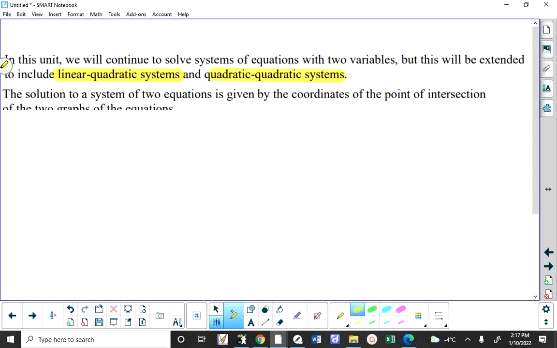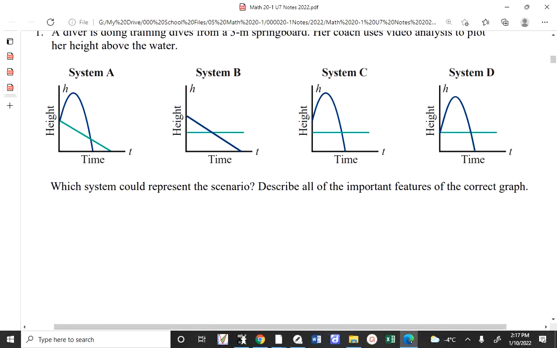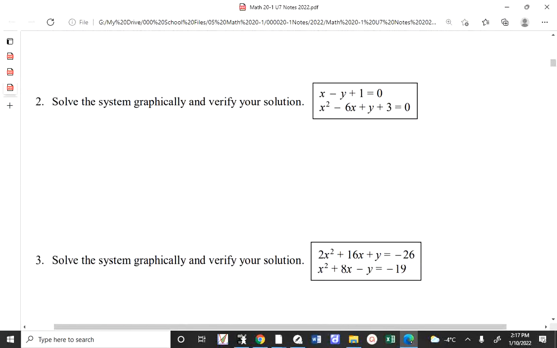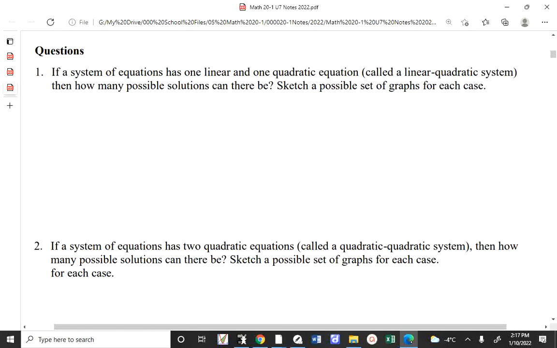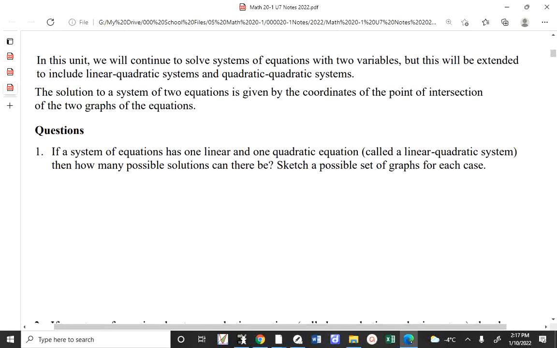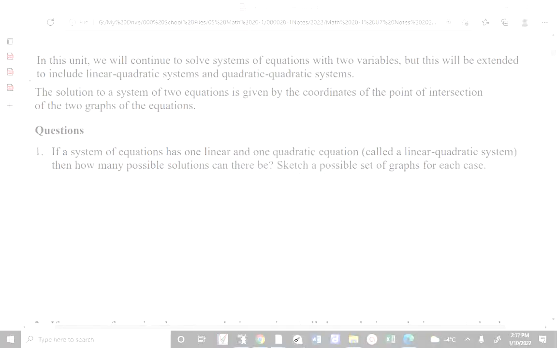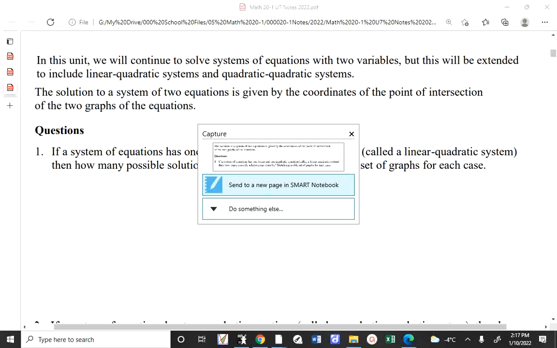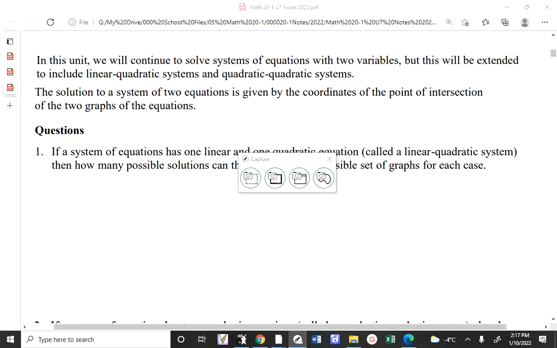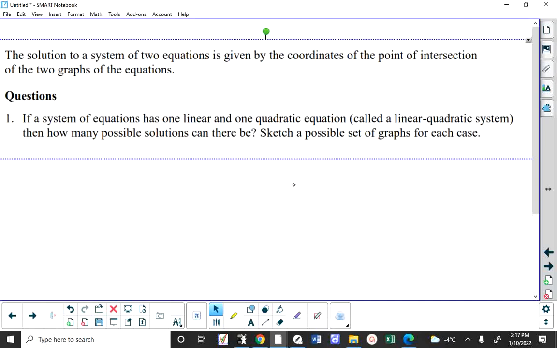So, for example, just looking ahead, example 2 is a linear quadratic system of equations. Example 3 is a quadratic system of equations. So, some questions to warm us up though. The solution to a system of two equations, as we've just seen, is given by the x and y values, or the coordinates, of the point of intersection.